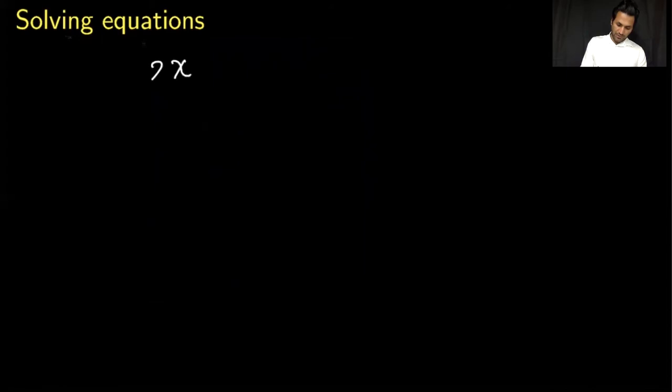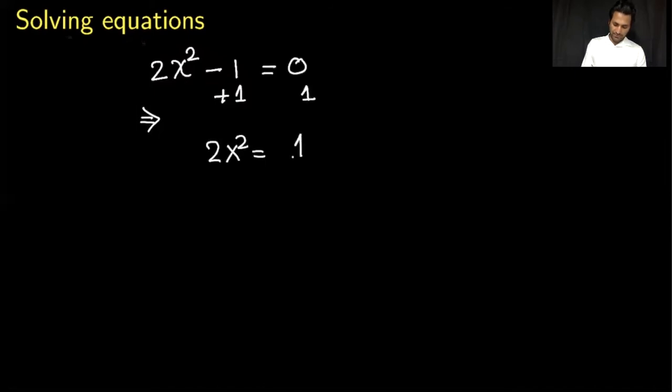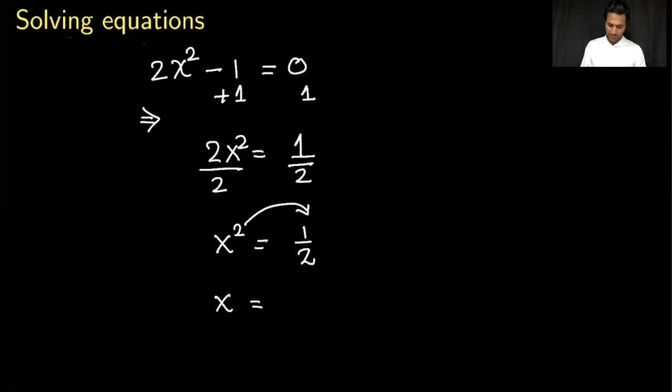Let's take the example 2x square minus 1 is equal to 0. Now I have a polynomial of degree 2, and again I will begin by adding 1 on both sides. So if I add 1 on both sides, I will get 2x square is equal to 1, and then I will divide by 2 on both sides. So that gives me x square. First I was able to separate my variable x. Now if I move that 2 to the other side, I need to take the power 1 half on both sides in order to get rid of this square. So this will be 1 half raised to the power 1 half.